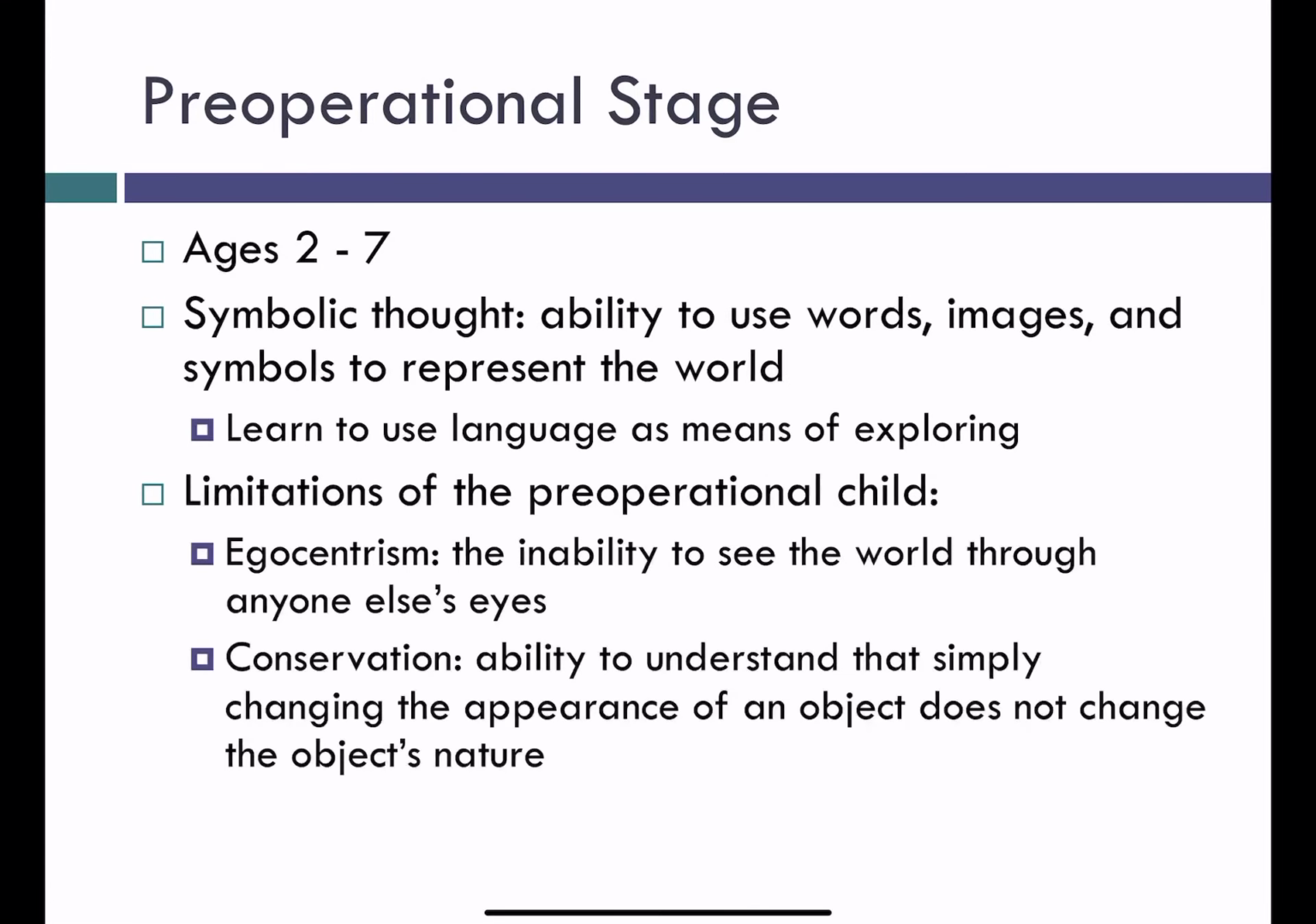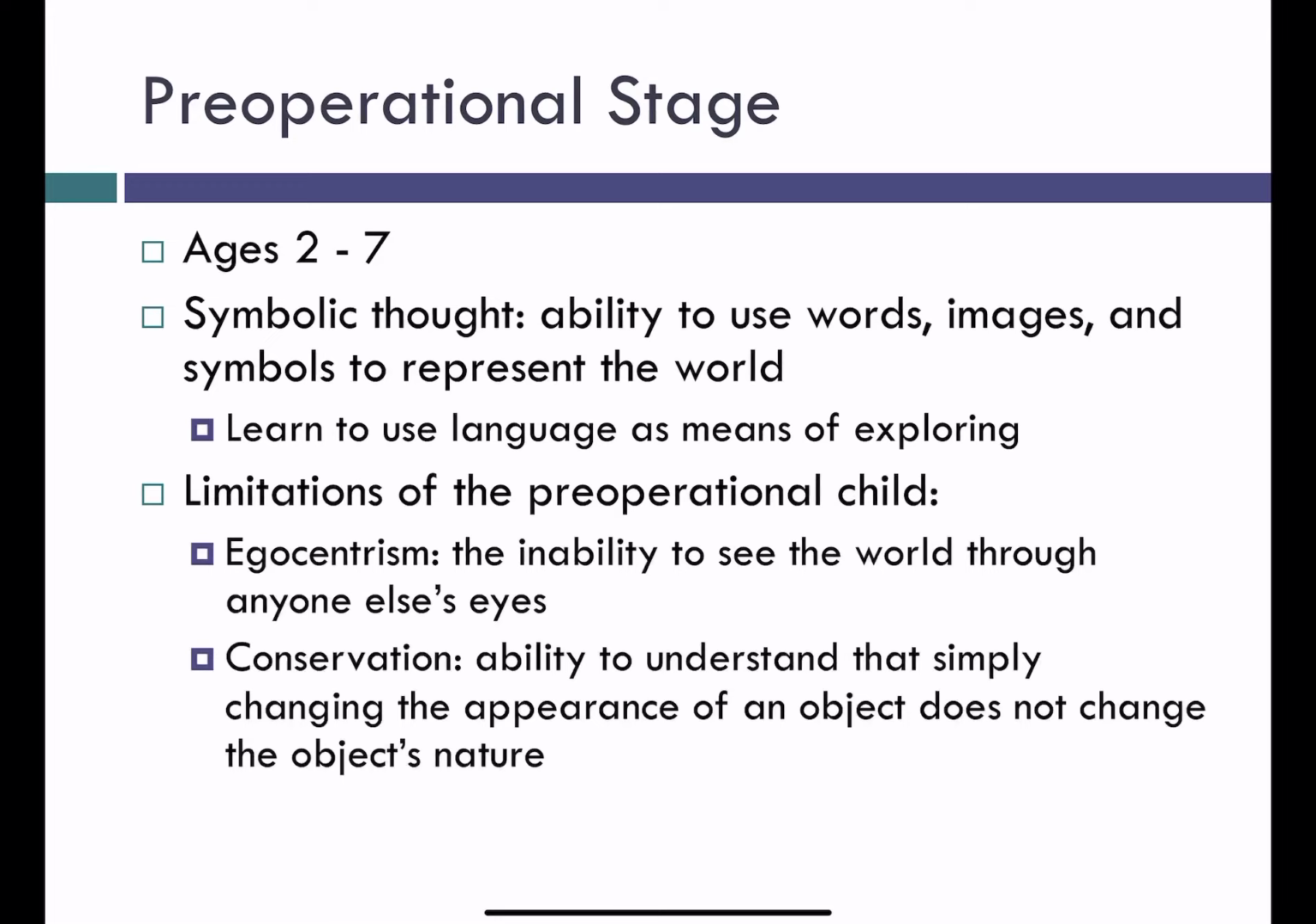Next, we have the pre-operational stage from ages 2 to 7, and the big thing happening here is symbolic thought. So around age 2, kids are really using words, and so they're understanding that words can represent the world and also that images and symbols can. So this is a really important development in terms of helping us think.